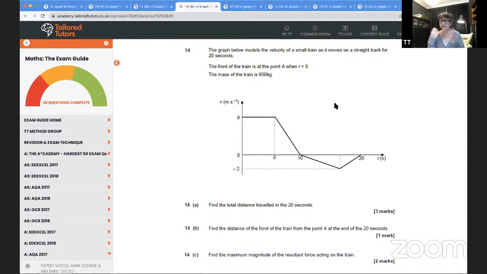So it's a very different way of thinking about how to do a study planner. There is a study planner based around this idea in the TT course in the common room. If you can't find it, let me know.